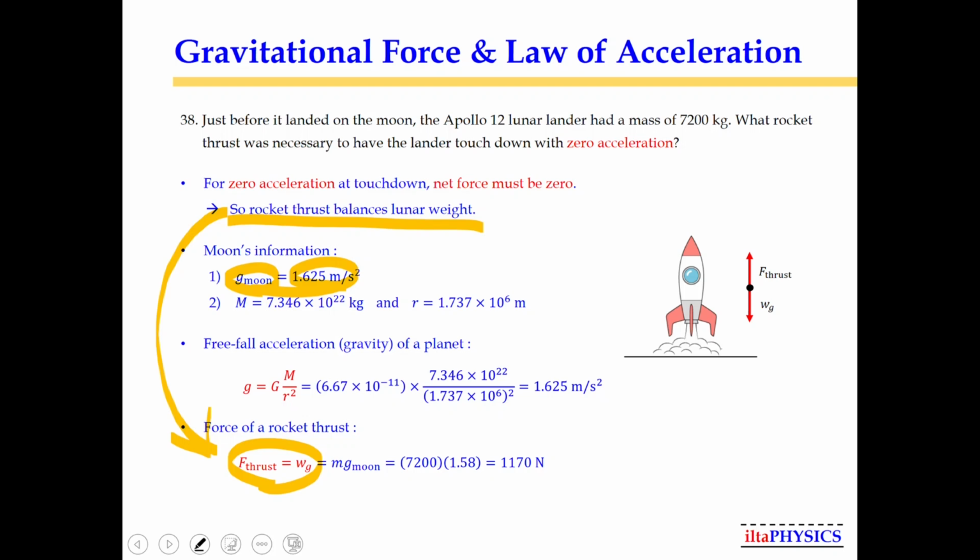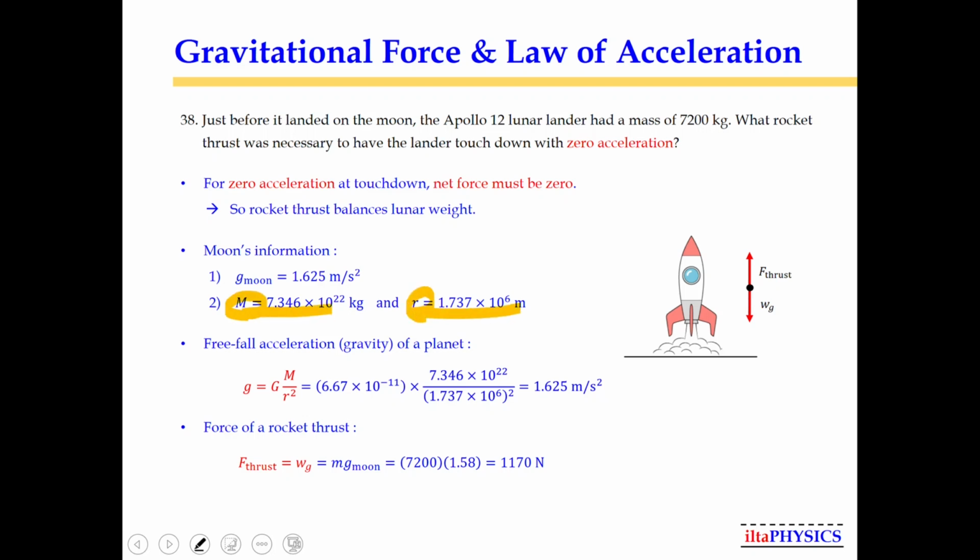If we calculate the weight of the spacecraft as the mass of the spacecraft times the gravitational acceleration of the moon, we get 1170 newtons. However, even if they do not give us the gravitational acceleration directly, but give us the mass and radius of the moon instead, we can still calculate the gravitational acceleration ourselves.